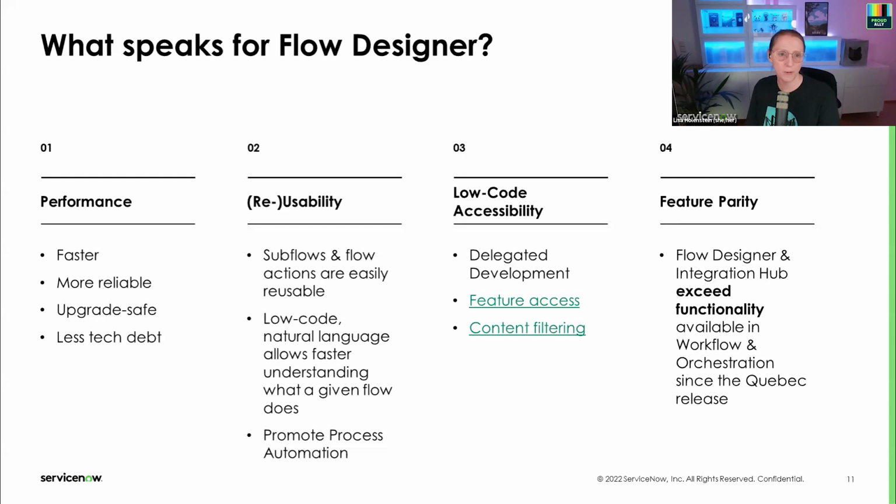Then the third part is something that I've touched upon earlier, low-code accessibility. So we have easier access, and we want to also promote delegated development. We've talked about feature access and content filtering to make sure that the low-code developers, the citizen developers, the process owners you want to involve only have access to those features that they need to use.